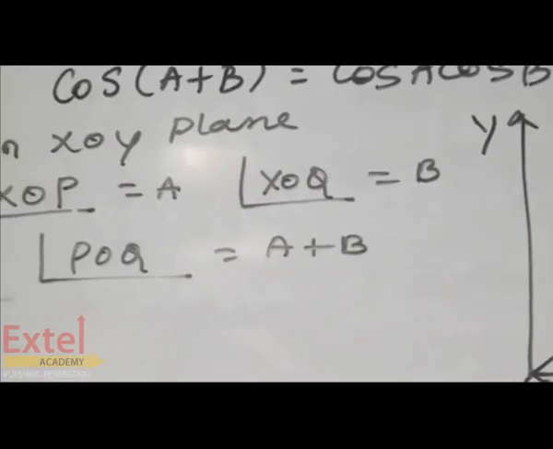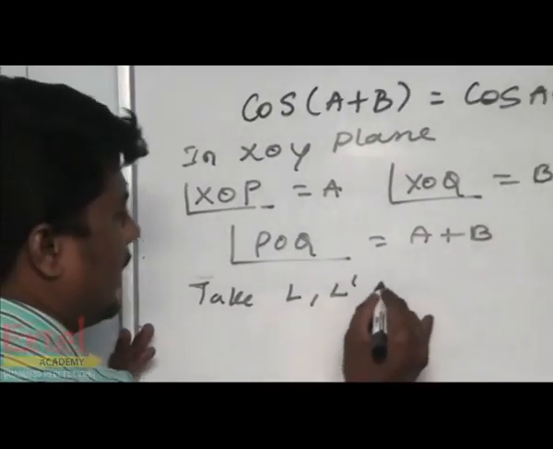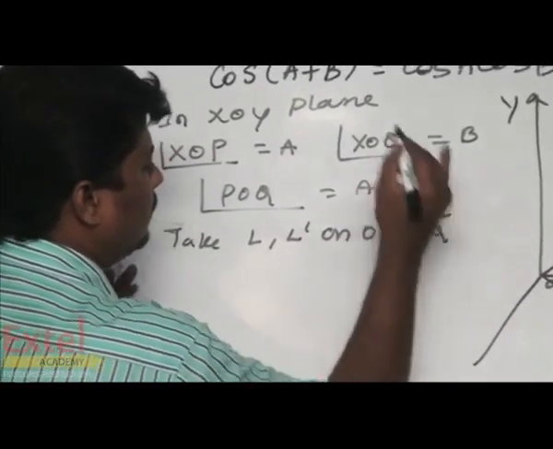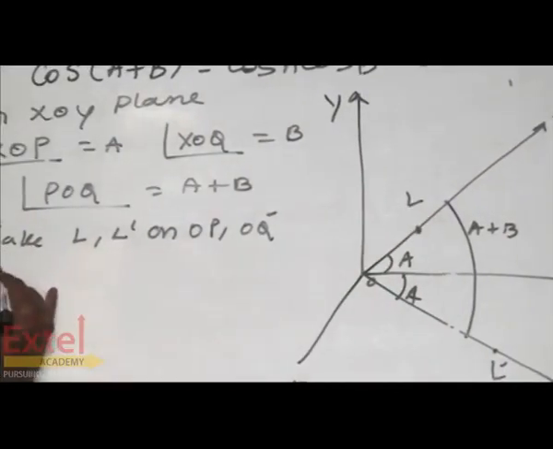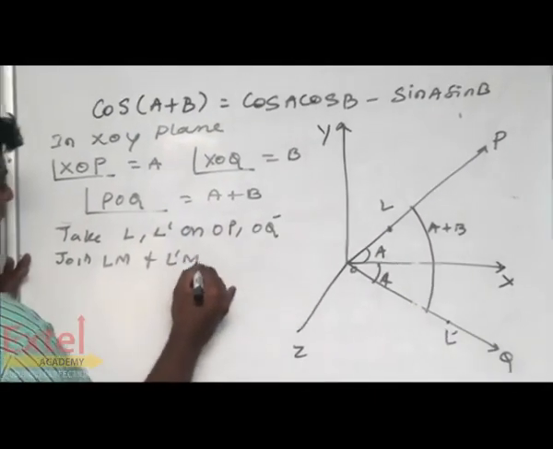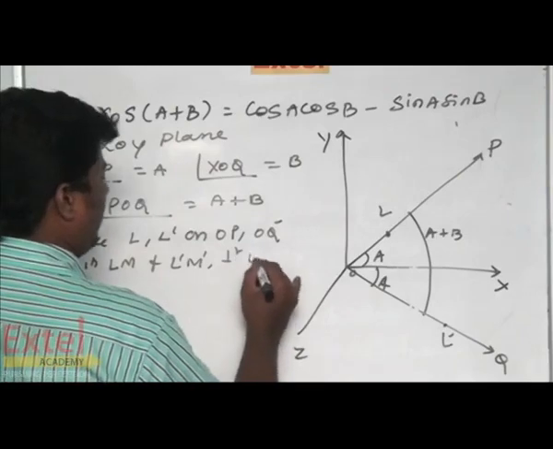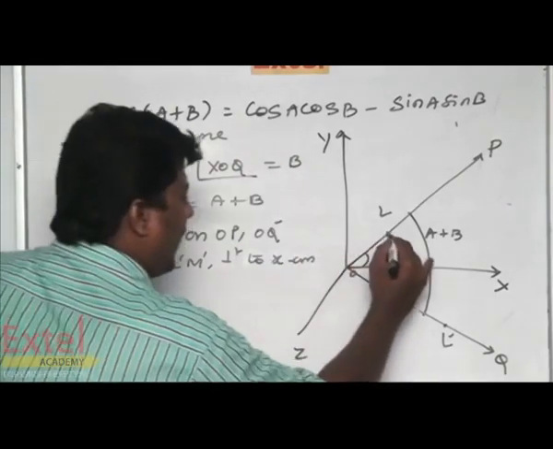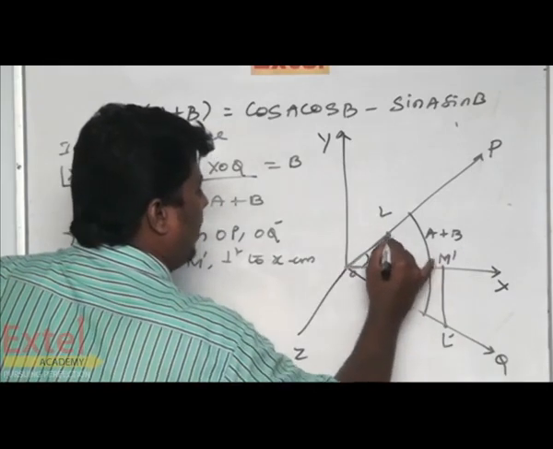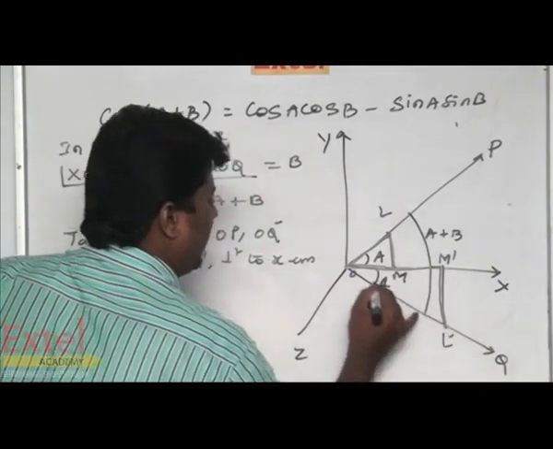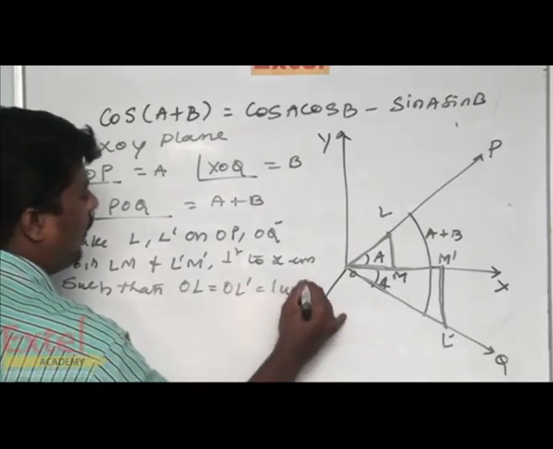From the figure, I am taking two points, L and L dash, on OP and OQ. Here I am taking L, and here I am taking L dash. Join LM and L dash M dash perpendicular to the x axis. Draw LM, now L dash M dash. So we have two right angle triangles, OML and OM dash L dash, such that OL is equal to OL dash is equal to 1 unit.